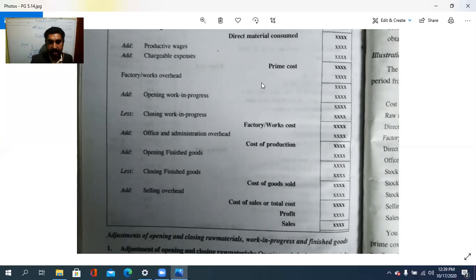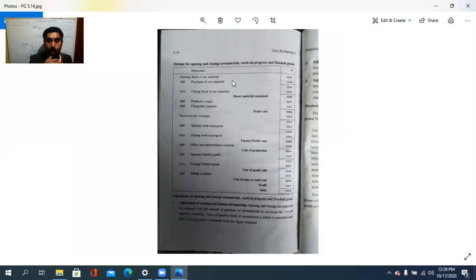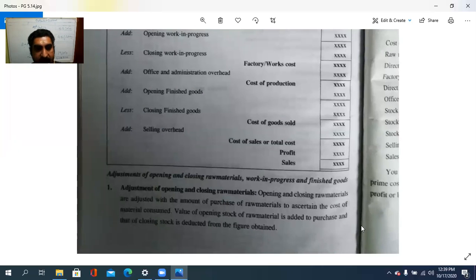Clear? This is the format for opening and closing stock of raw material. And what is the theory with regard to this? Adjustment of opening and closing raw materials, work in progress and finished goods. Opening and closing raw materials are adjusted with the amount of purchase of raw materials to ascertain the cost of materials consumed. That you are aware of now, because you have done enough problems.